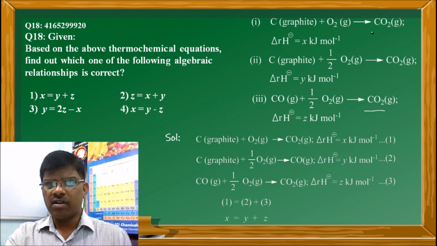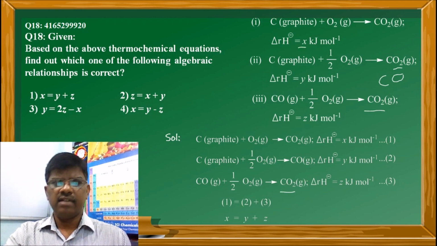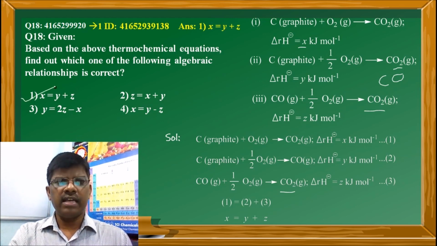What is it? Graphite plus oxygen giving rise to carbon dioxide. Here also carbon monoxide plus half O2 is giving carbon dioxide. Dear friends, it is given as it is in the question paper, but here it should be carbon monoxide. We can write this as equation 1 plus 2, that is graphite plus half O2 gives carbon monoxide, but not carbon dioxide. So by taking this carbon monoxide, plus half O2, it gives rise to carbon dioxide, that is nothing but Z kilojoules. X equal to Y plus Z. So the option X equal to Y plus Z is the correct option friends. That is option number 1 is the correct option friends.